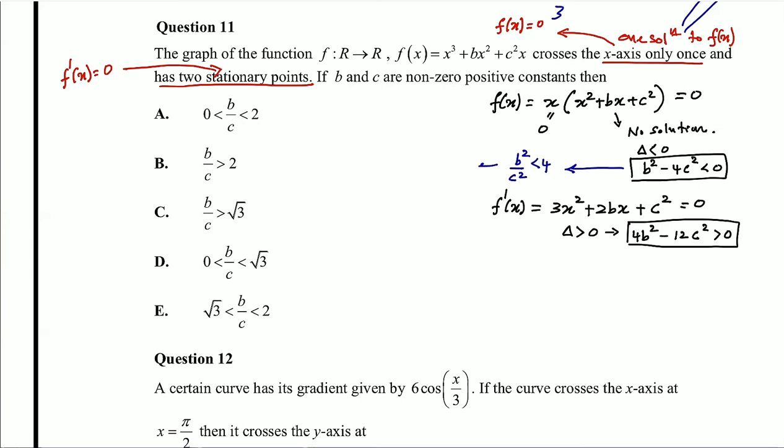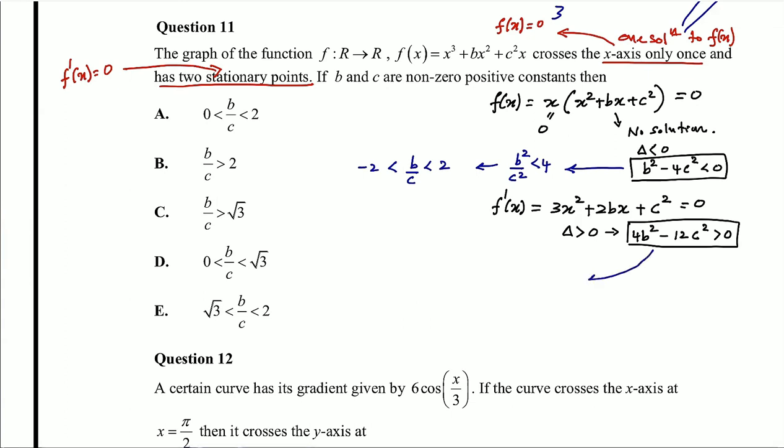right? So from here you need to get the square rooting, right? So when you do the square rooting, you get b divided by c less than 4, but greater than minus 4. Not 4, it's 2, right? My mistake. 2. Right, so when you're converting, that is happening.